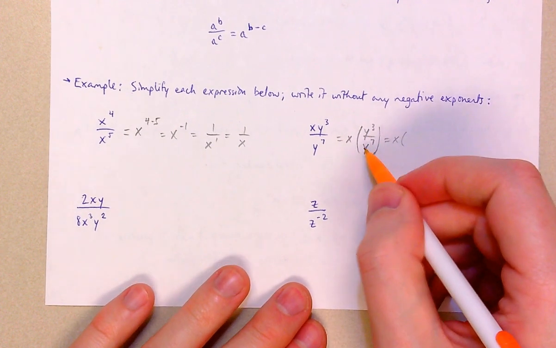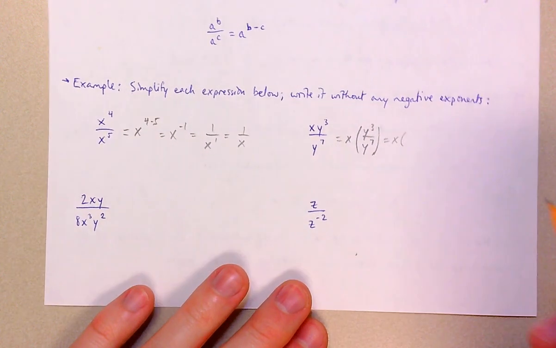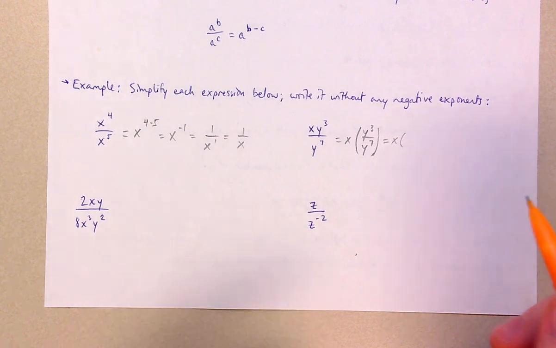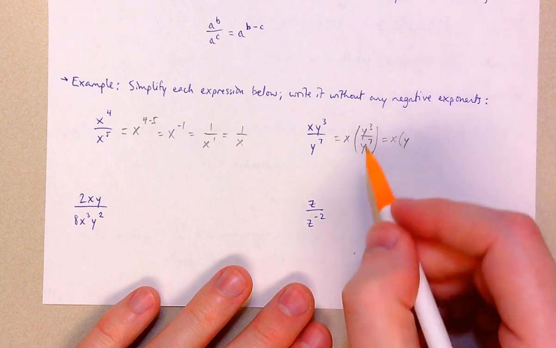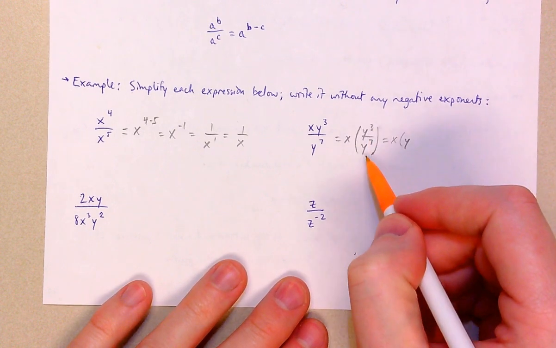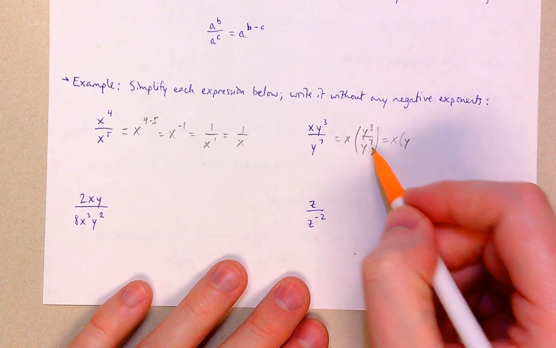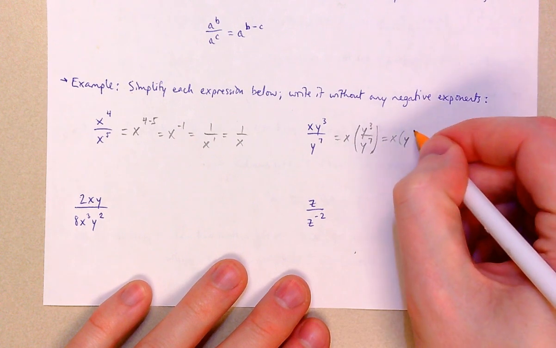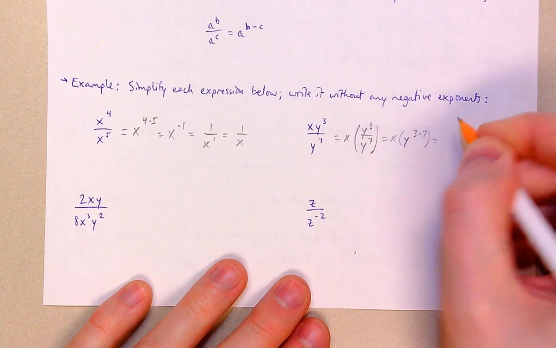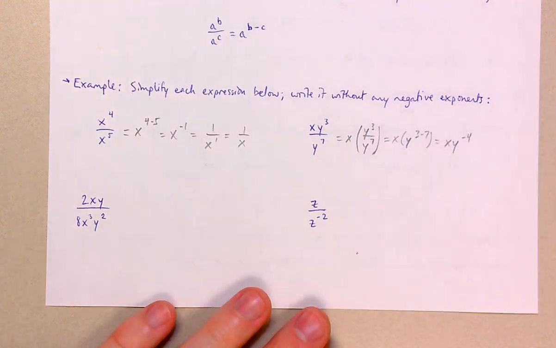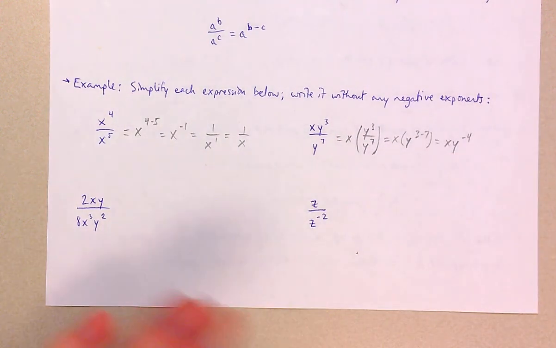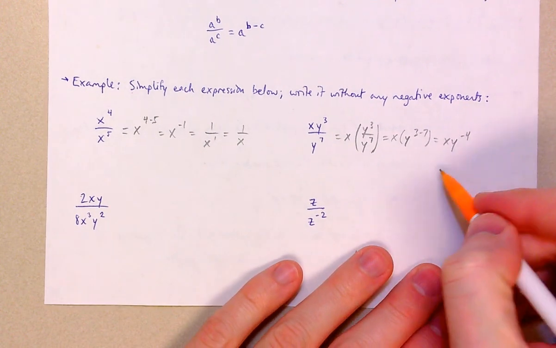These bases are clearly the same. We are dividing these things, so it's going to be the same base, that's y, raised to the power that is the difference of these two powers. Power on top minus power on bottom, 3 minus 7, which is negative 4. But again, we can't have negative exponents in our answer, so I need to rewrite this.